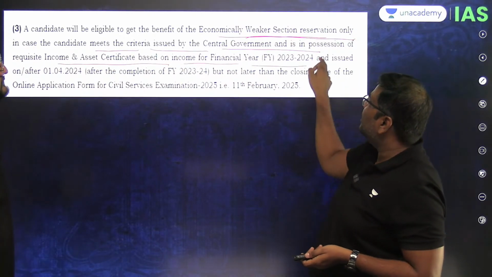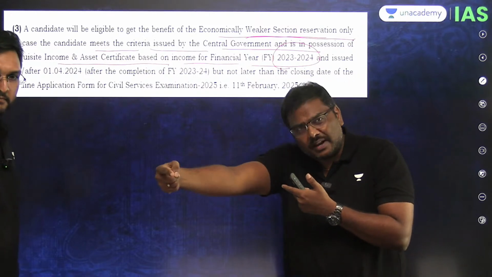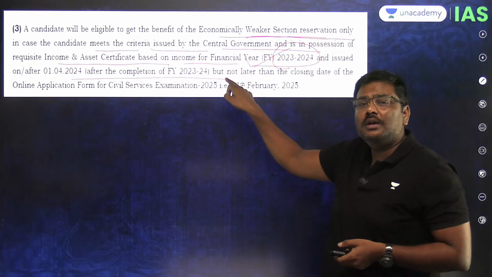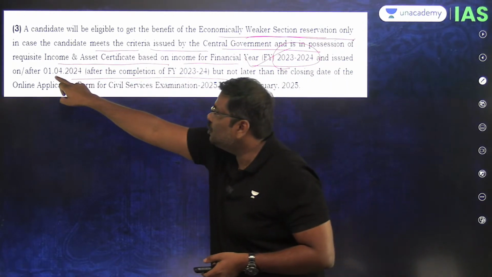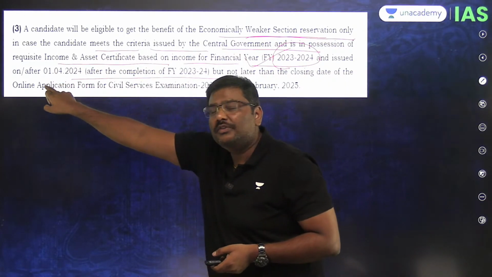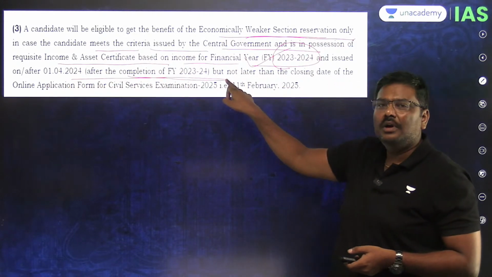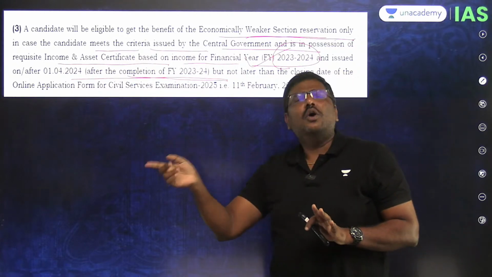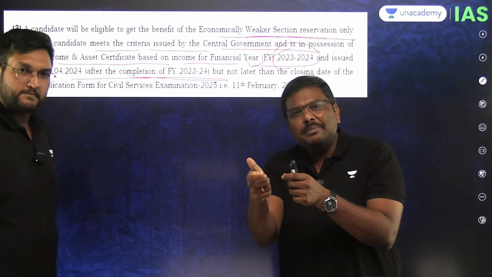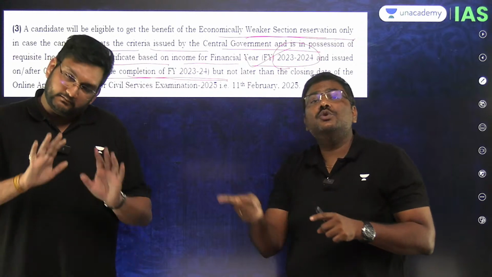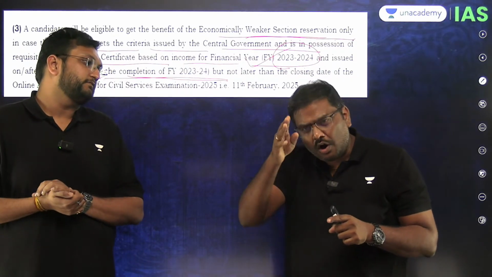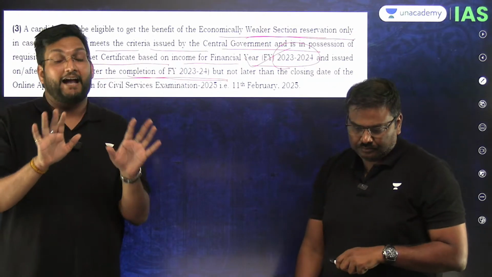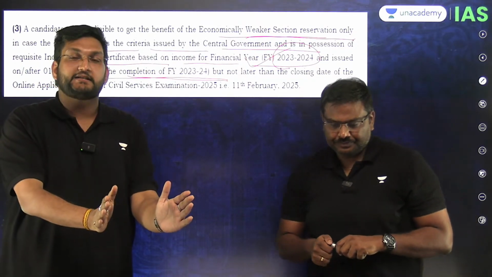On income of financial year 23-24, that is the previous financial year, use this, and essentially your EWS certificate should have been issued on or after 1st of April 2024. So basically this is a condition again for EWS or OBC. The criteria might be different, but the certificates should have been issued on or after 1st April 2024. This is straightforward. And a lot of you have already mentioned this.